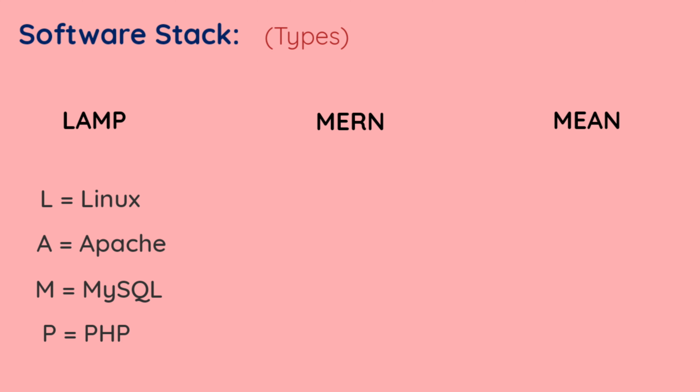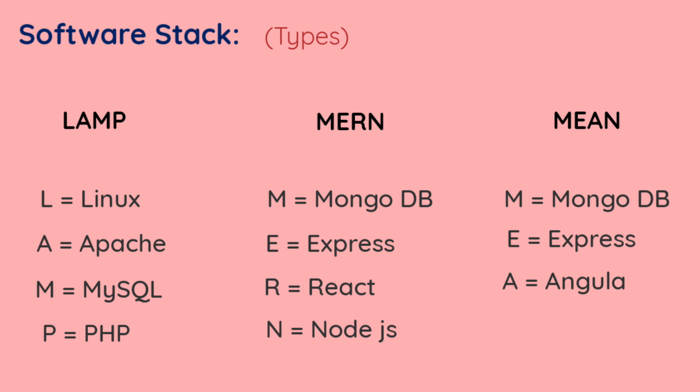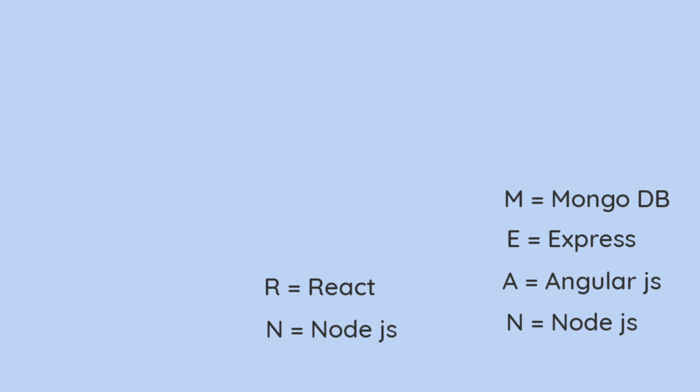MERN stack. MERN stack is a collection of JavaScript based technologies. M means MongoDB, E means Express, R means React, and N means Node.js. This stack is currently in huge demand and it is widely used to develop web applications. MEAN stack, its abbreviation is M means MongoDB, E means Express, A means AngularJS, N means Node.js.